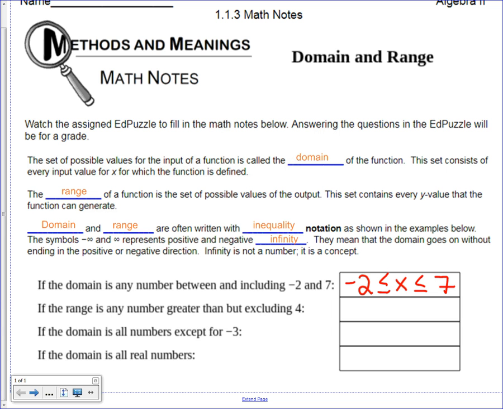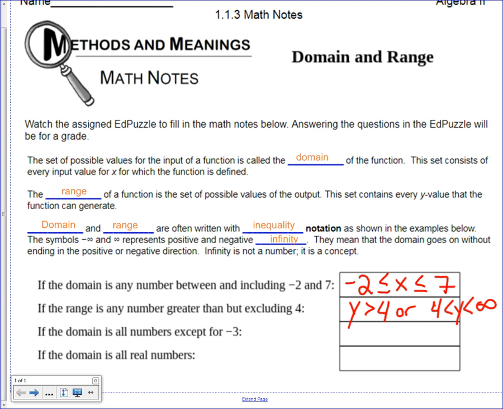If the range is any number greater than but excluding 4, we would write the range as y is greater than 4. Or we can say that 4 is less than y, which is less than infinity. So that's telling us that it can go anywhere from 4 to infinity, which is the same inequality. It's just another way of showing it.